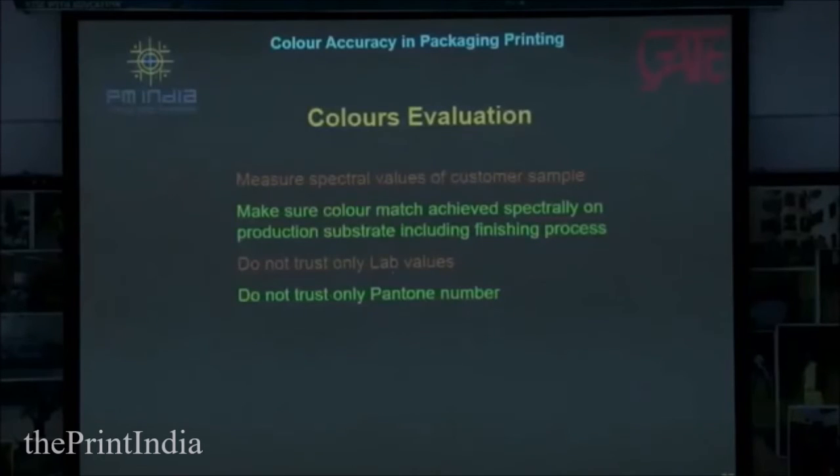So color evaluation, we must measure all the colors using spectrophotometer, spectral values. Then we have to make sure that color match achieved spectrally. We have to also measure ink spectrally to make sure color match is achieved, including finishing process, that is after coating, lamination, or UV. That's why I say do not trust only LAB values, measure spectral colors. And do not trust only Pantone number, because Pantone in different books will be different. It will look different. It's not the same.